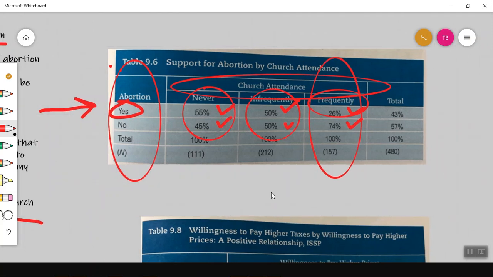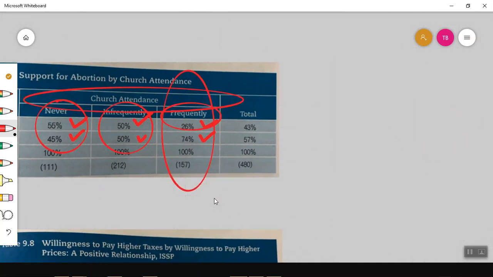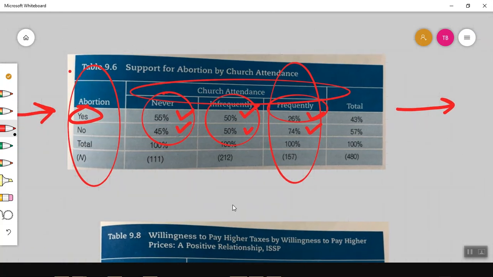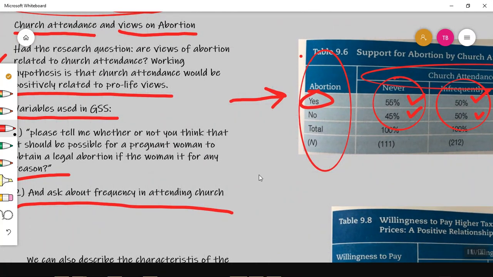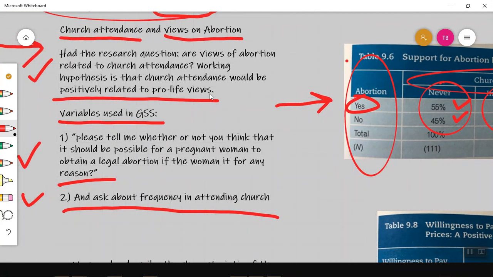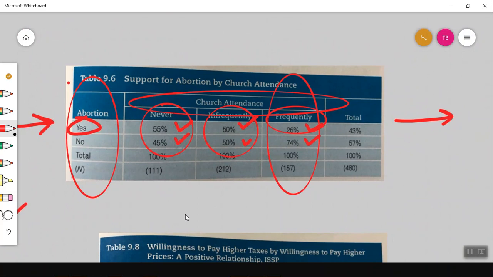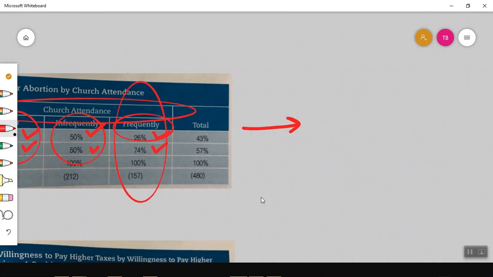So if you were to take this into the next steps, if you got this chart when you had this research question, whether someone's views of abortion are affected by their attendance of church, and you looked at these two variables and produced this chart with our software, you might come in here and start your essay. This is your essay.